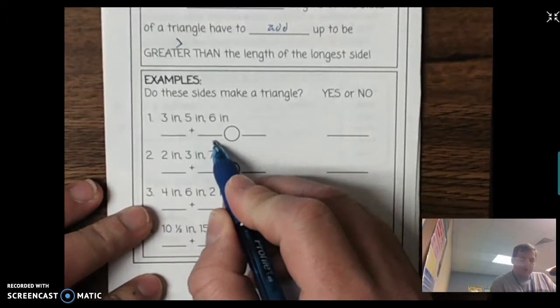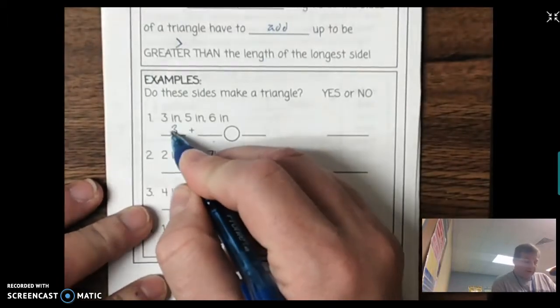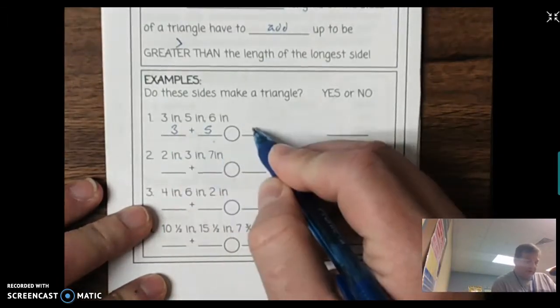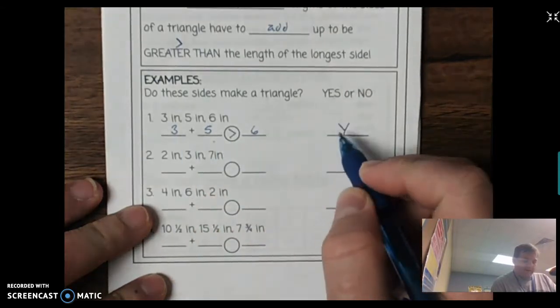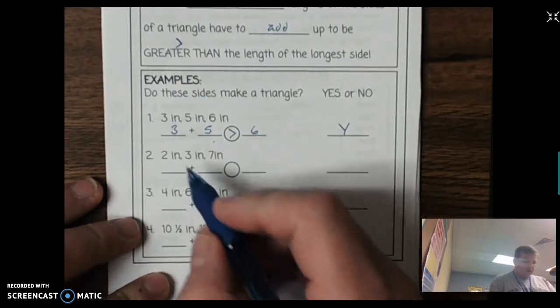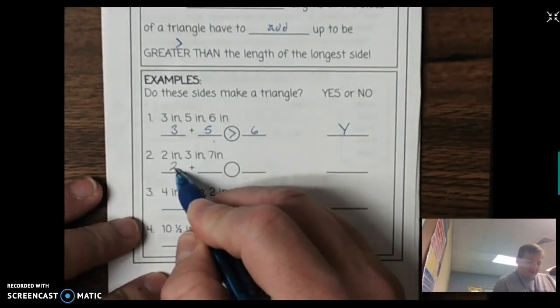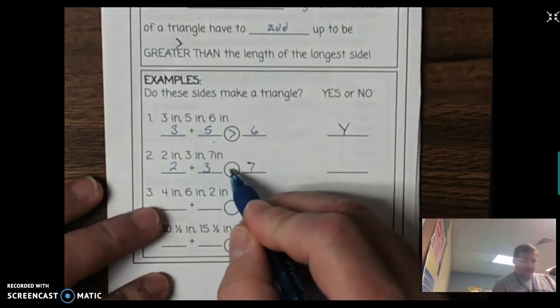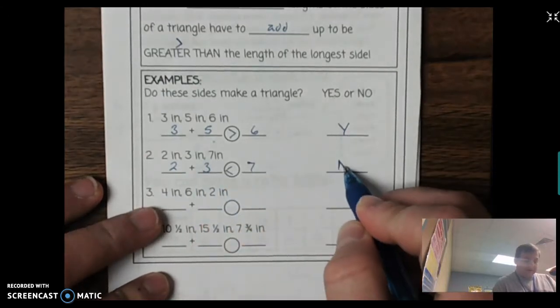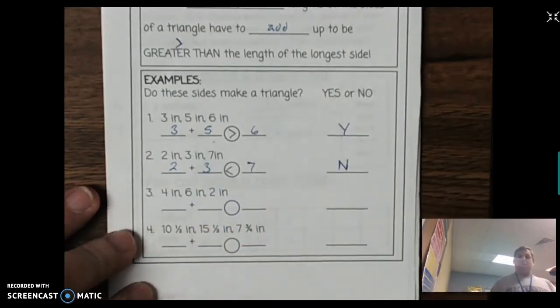On this side, we're going to put the shortest sides. So 3 and 5, and 6 goes here. 3 plus 5 is greater than 6. That is a triangle. 2, 3, 7: 2 and 3 are my shorter sides. So 2 plus 3 is less than 7, which means that is not a triangle.